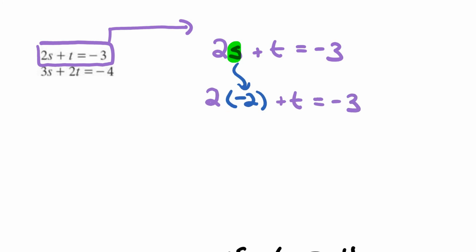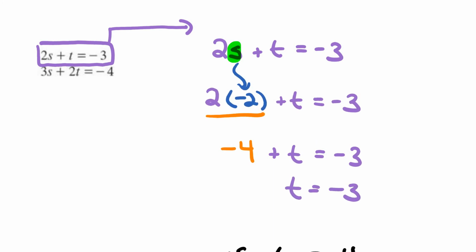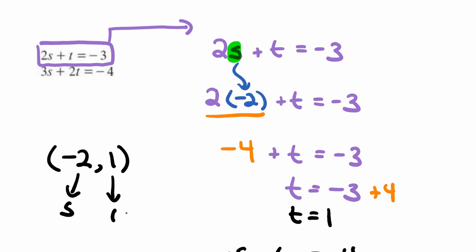equals negative 3. If I calculate that, I get negative 4 plus t equals negative 3, and then t would equal negative 3 plus 4, and then t would equal positive 1. All right, so my final answer is negative 2 comma 1. So this is your s value, and this is your t value. Okay, let's keep on going here.